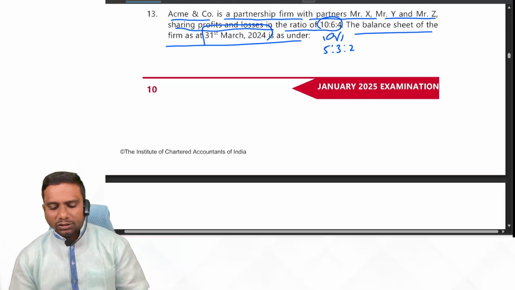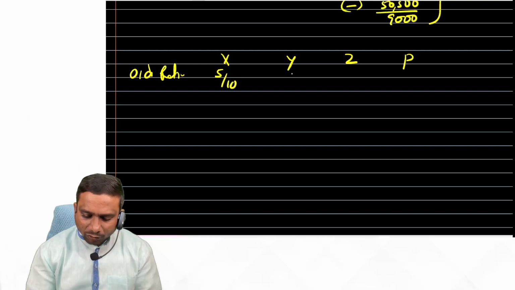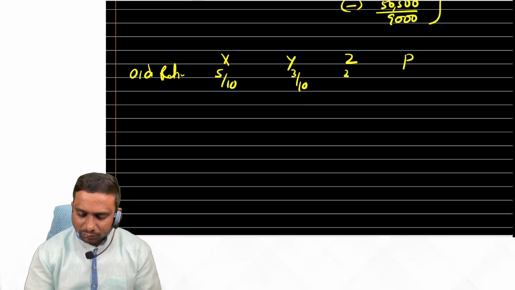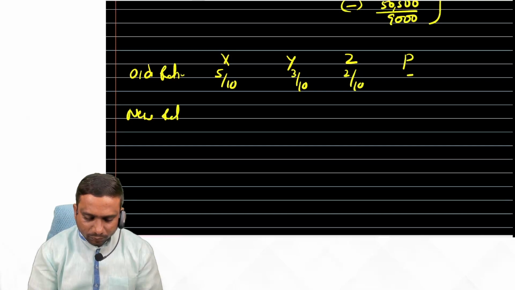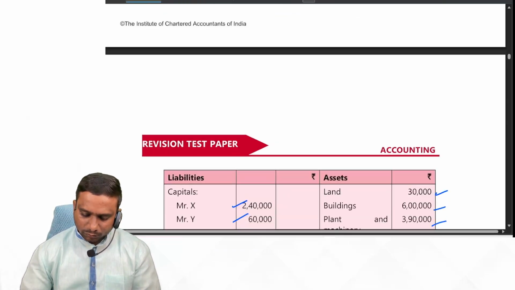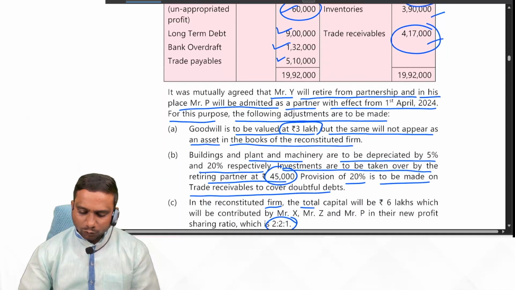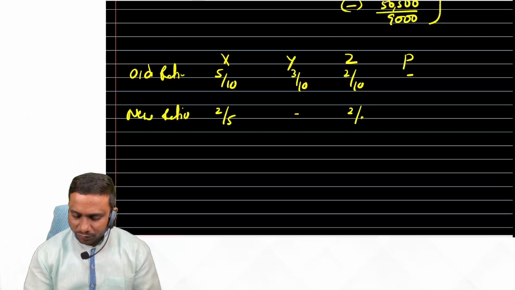10, 6, 4 means 5, 3, 2. 5 by 10, 3 by 10, 2 by 10. New ratio. Who is retiring? Y is retiring. So by 5, by 5.